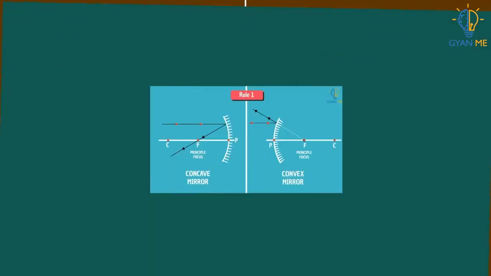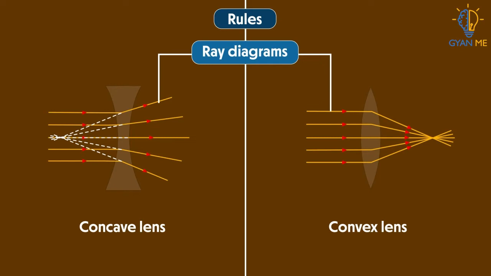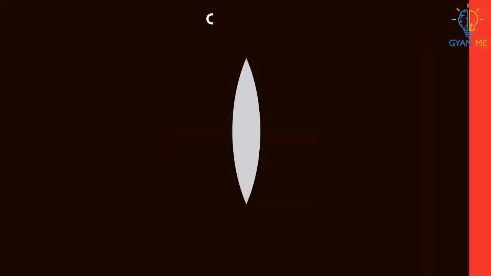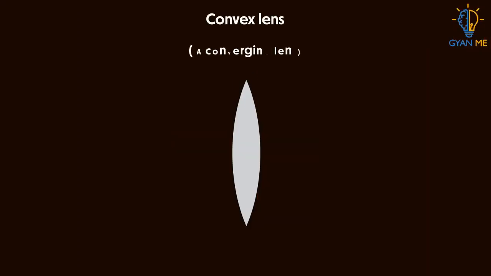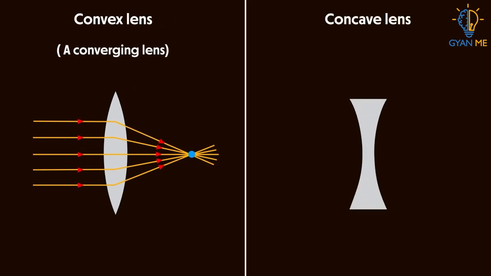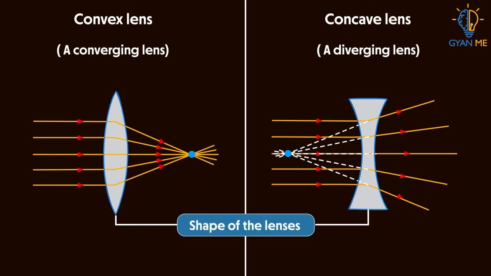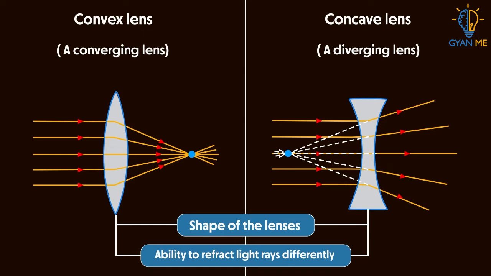We have already discussed some rules for making ray diagrams in the case of curved mirrors. There are similar rules for making ray diagrams with lenses also, and we need to know them. As we know, a convex lens is also called a converging lens as it focuses all the incident rays onto a single point, while a concave lens is also called a diverging lens as it spreads all the incident rays in different directions.